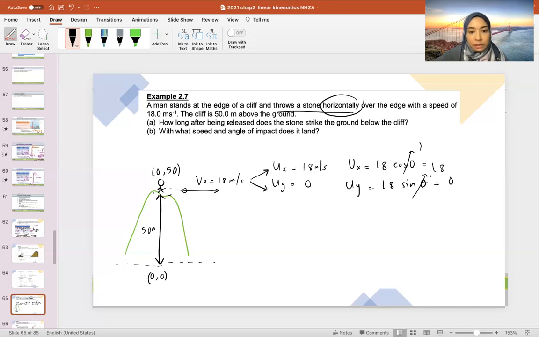How long after being released? Lepas dibaling tu, how long after being thrown? Patutnya thrown, the word is thrown. Does the stone strike the ground below the cliff? So dia tanya, bila kita baling ni, bila dia jatuh? So this is asking for the t. With what speed and angle of impact does it land? So it's asking v and theta.